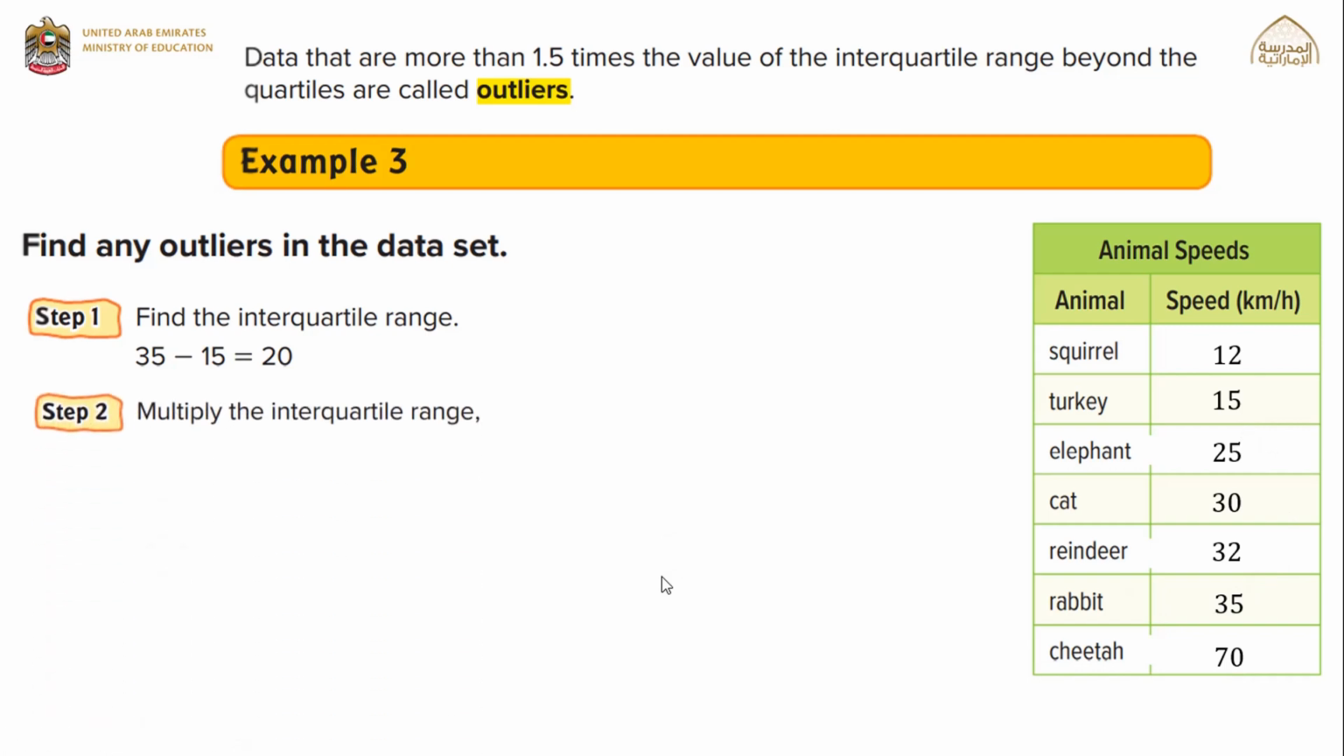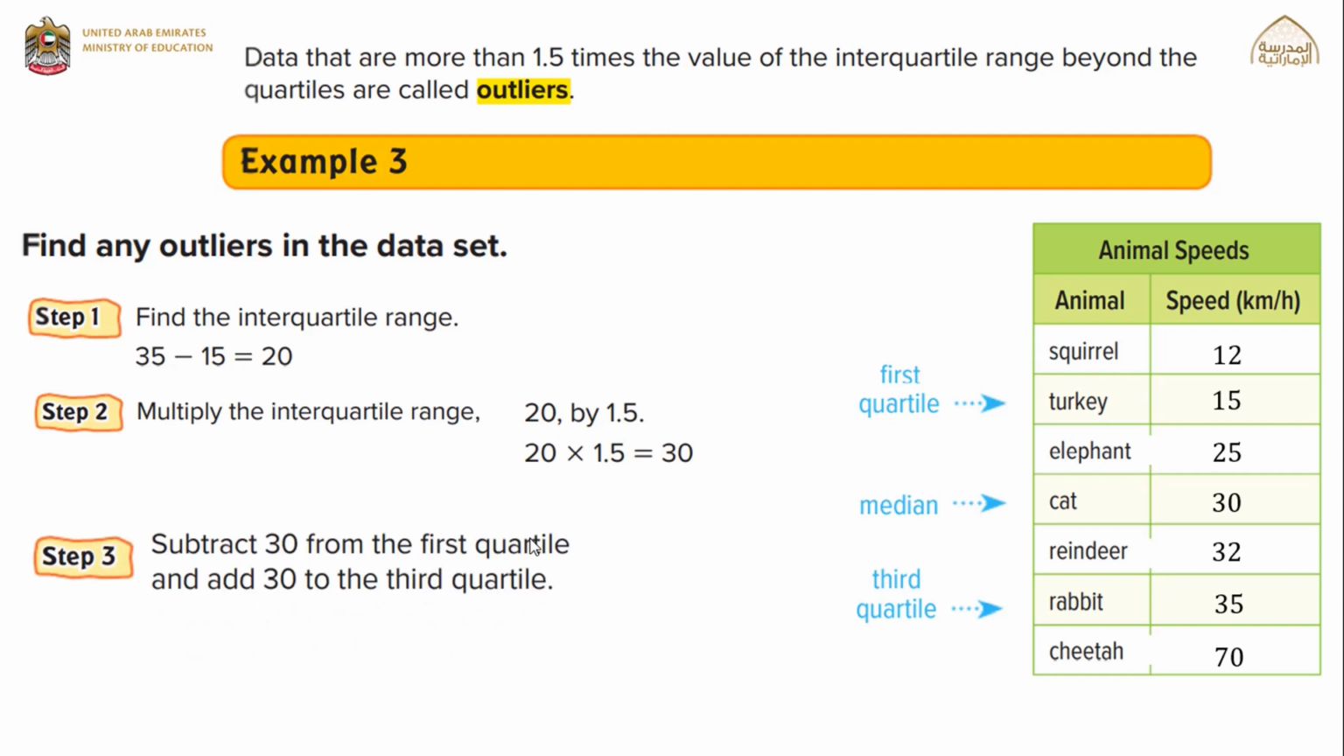Step 2, multiply the interquartile range by 1.5. So 20 times 1.5 is 30. Now we will add this 30 to the third quartile, and we will subtract it from the first quartile. Subtracting 30 from the first quartile gives us negative 15, and adding 30 to the third quartile gives us 65.